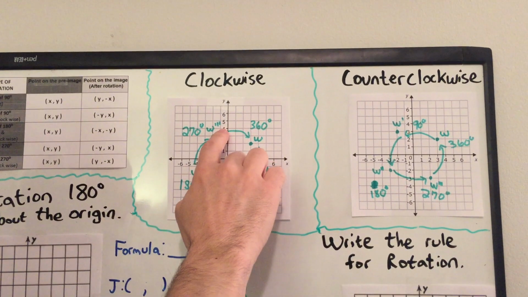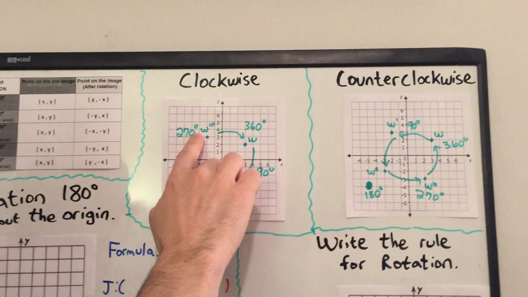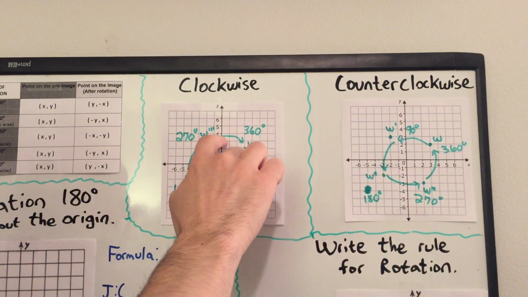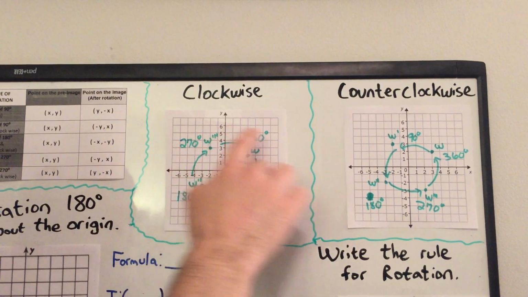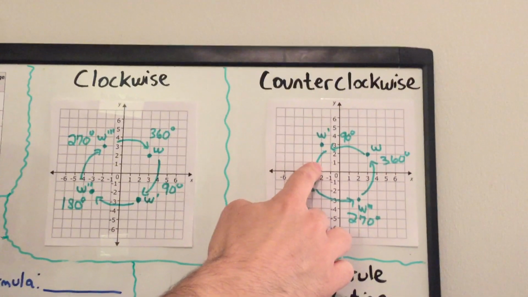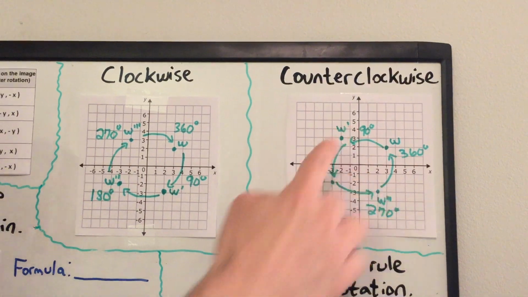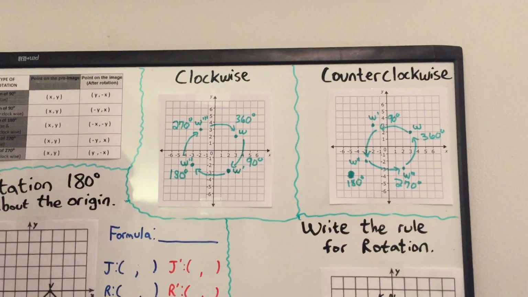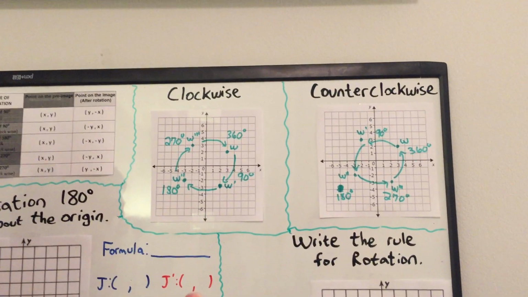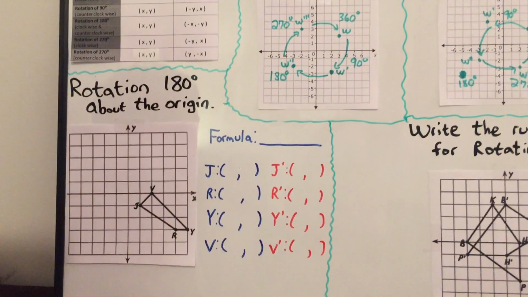Just remember, clockwise is going to go the way of the clock. So if I started at the top, it would go right and around. Counterclockwise, of course, is the opposite of the way the hands move on a clock. So it's going to go to the left and around if you start on the top. So those are just a little bit of refreshers. Again, check the video from yesterday if you want more details or a better explanation on that.